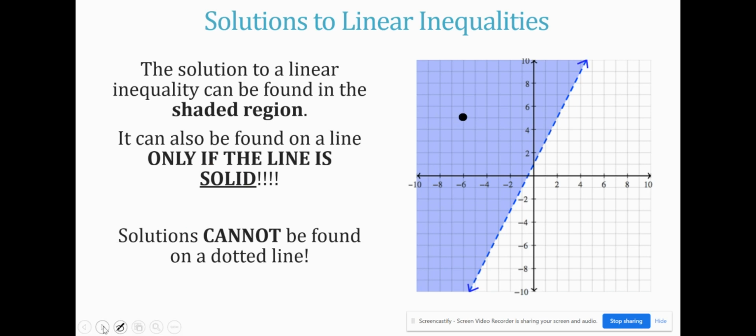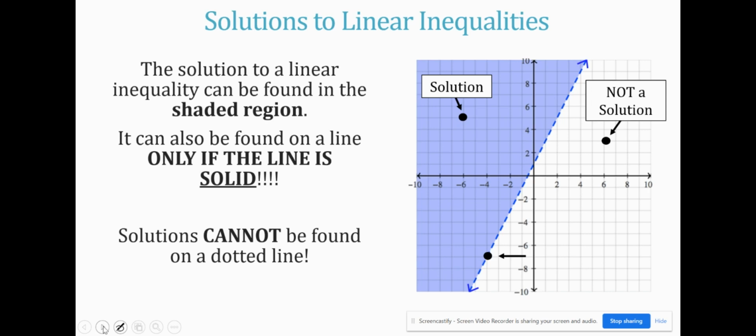So for example, we have this point here. It's in the shaded region, so it's a solution. We have this point here. It's not in the shaded region, so it's not a solution. Then we have this point here. It's on the dotted line, so it is not a solution. If this was a solid line, this would be a solution. But because it's a dotted, dashed line, this is not a solution. Okay, so please remember that. That's very important. These points are the points where if we plug them into our linear inequality, the inequality would not be true.